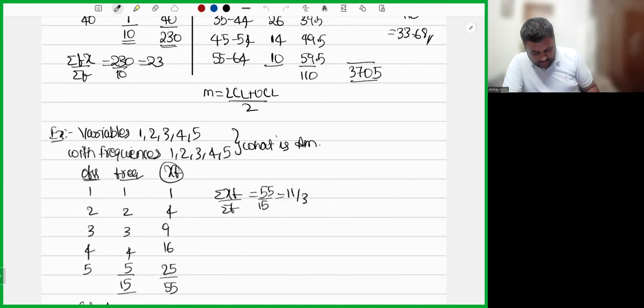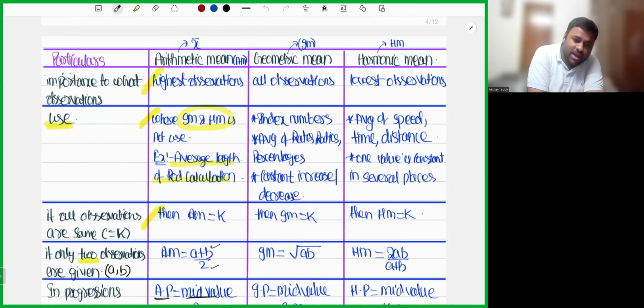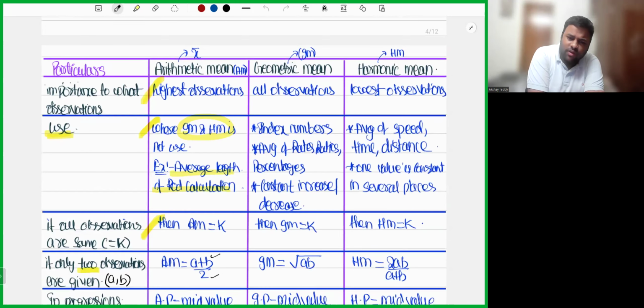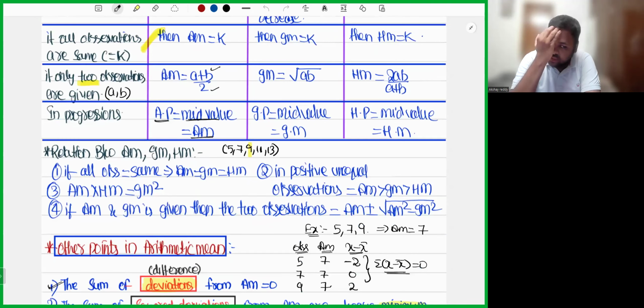So all these concepts we have done. Next, arithmetic mean, I said you, it gives importance to highest observations and it is affected by extreme values. Next, I said you where you use, where you don't use GM and HM. Next, if all observations are same, AM is same. Next, if only 2 observations are there, A plus B by 2 will give you your arithmetic mean. Next, in arithmetic progression, the mid value will be your arithmetic mean. That we have seen one example as well.